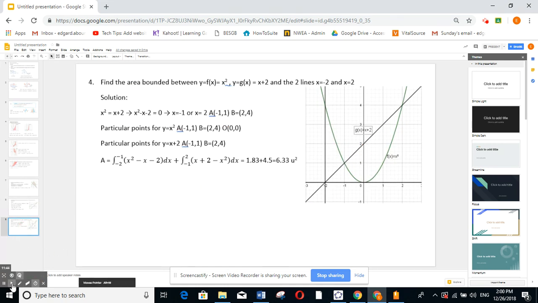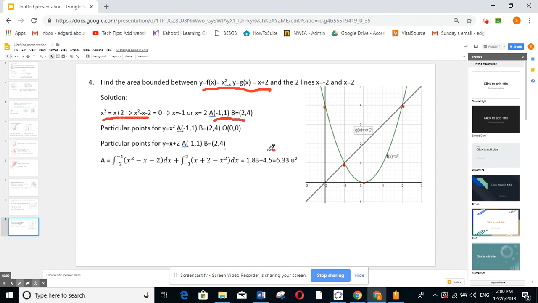The last example about that: find the area bounded between two curves. Here I have, so I equate to see the intersection. I have 2 points of intersection. You can check by yourself. This is the first point, (-1, 1), and this is the second one, (2, 4). For graphing the parabola, you can pick (0, 0). So you have this curve.